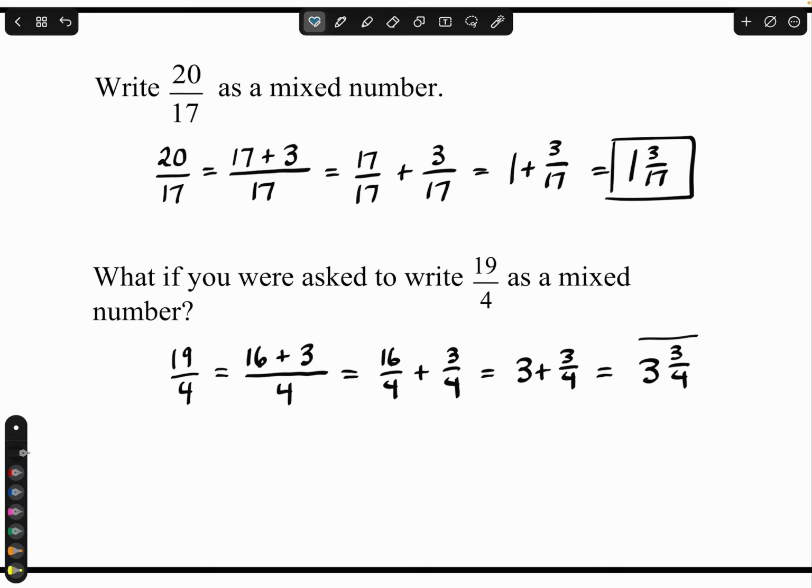or 3 plus 3/4 would be our answer. So 3 and 3/4 is that, I'm sorry, not 3, it's 4, isn't it? My fault. Sometimes we say one thing and we mean another. There we go. Should be 4 and 3/4. All right, so let's move on.